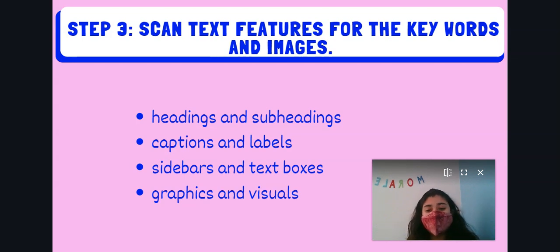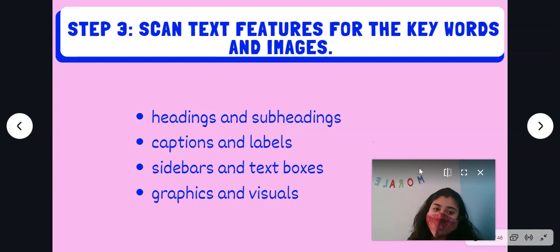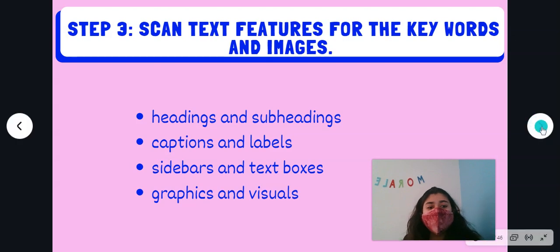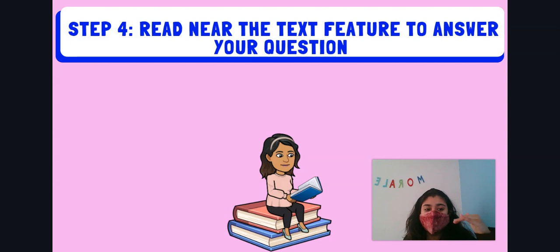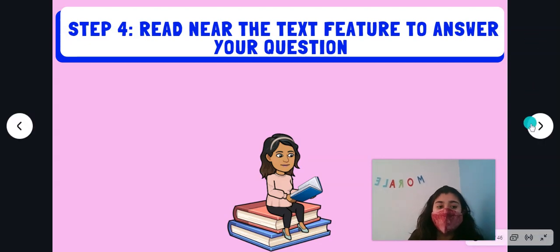Remember, text features are things like headings and subheadings, captions and labels, sidebars and text boxes, or graphics and visuals like illustrations and photographs. And once you've found your text features, you're going to read around it. Read the sentences before, the sentences after. Sometimes they will give you all of the information you need to be able to answer your question. So let's go ahead and practice it.